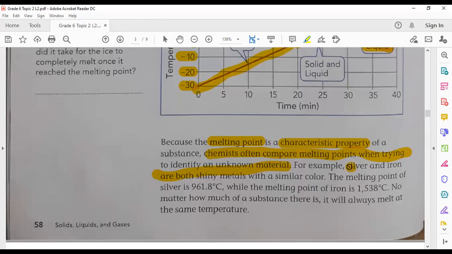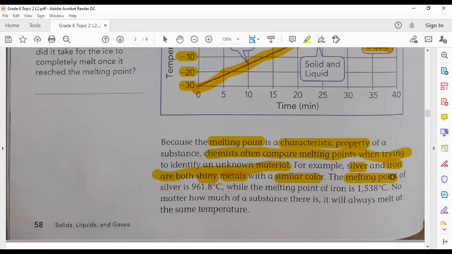For example, silver and iron, both of them are metals. Both are shiny, and they have a similar color. But how can you distinguish between them? Scientists can distinguish between them by melting point. If we don't know if it's aluminium or iron, we melt it and we see which melting point it has.